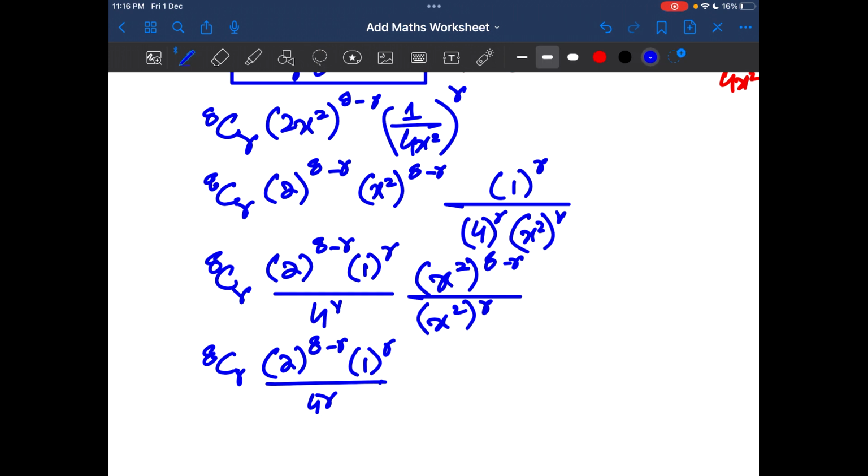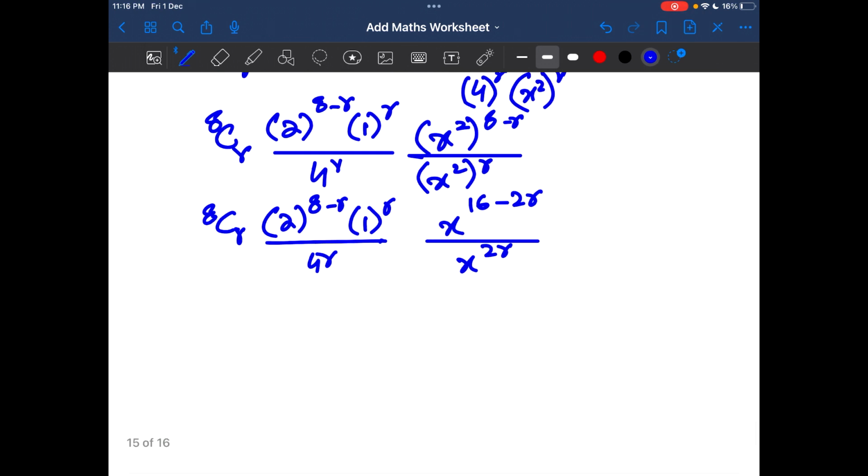I'm going to simplify this power of x. X power 2 multiplied by 8 is 16. 2 multiplied by r is 2r. We are going to multiply this 2 with both of these terms. 8 minus r becomes 16 and 2r. This will become 8 power x power 2 into r, 2r.